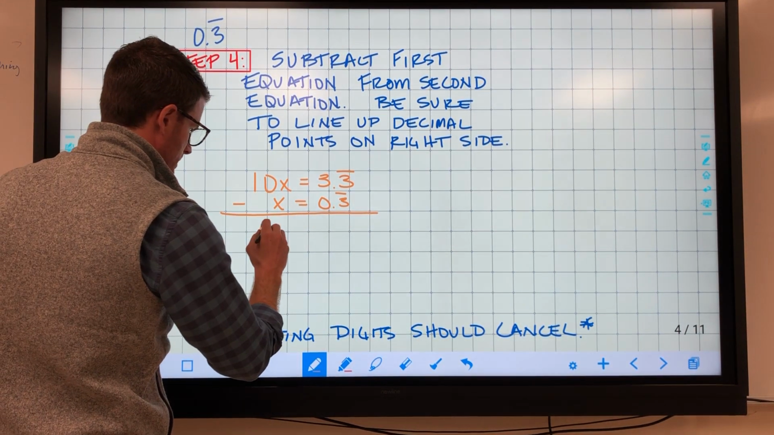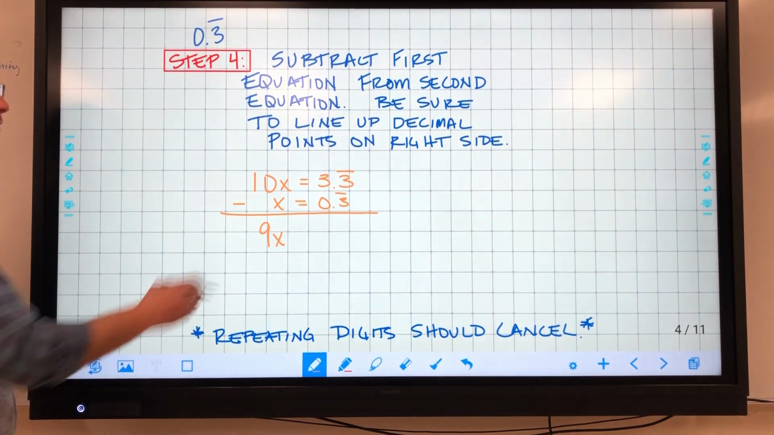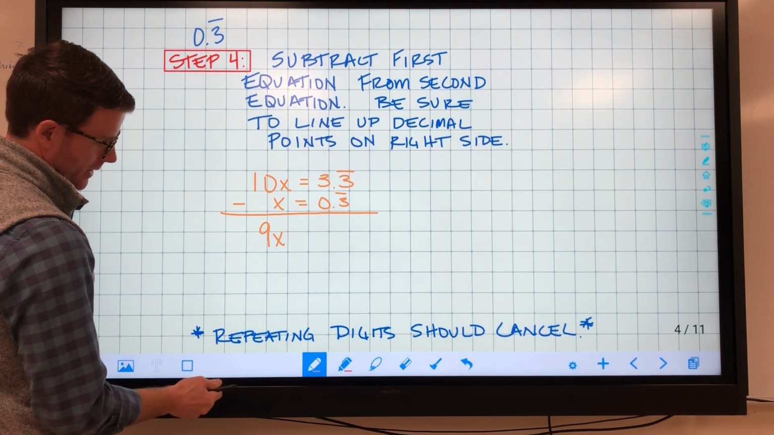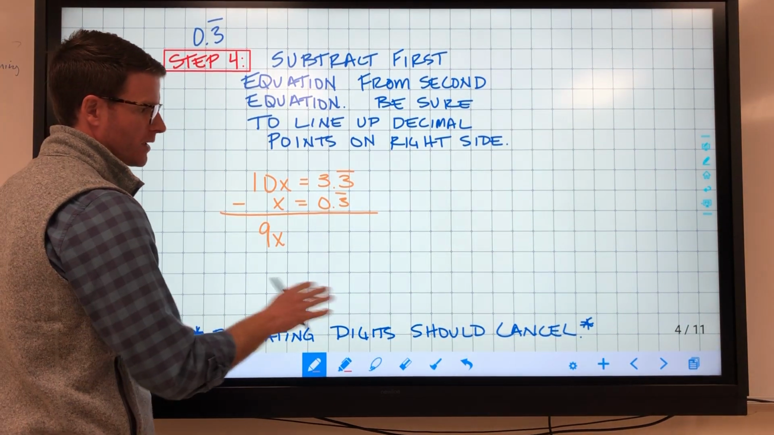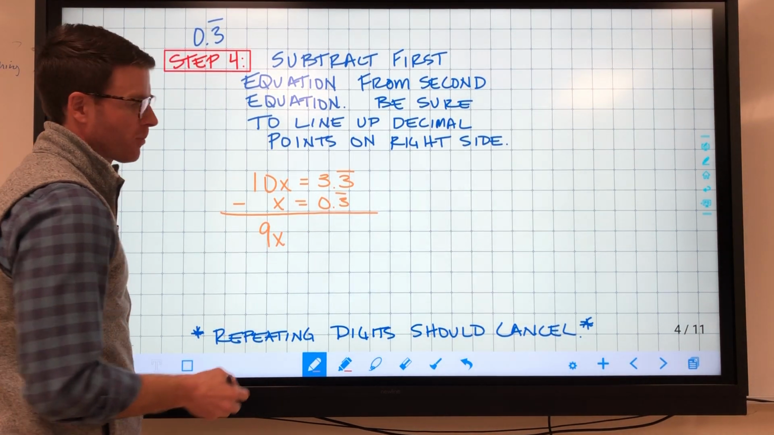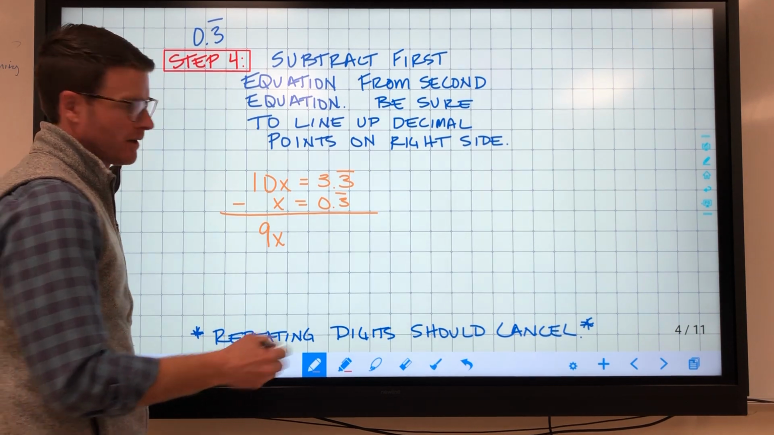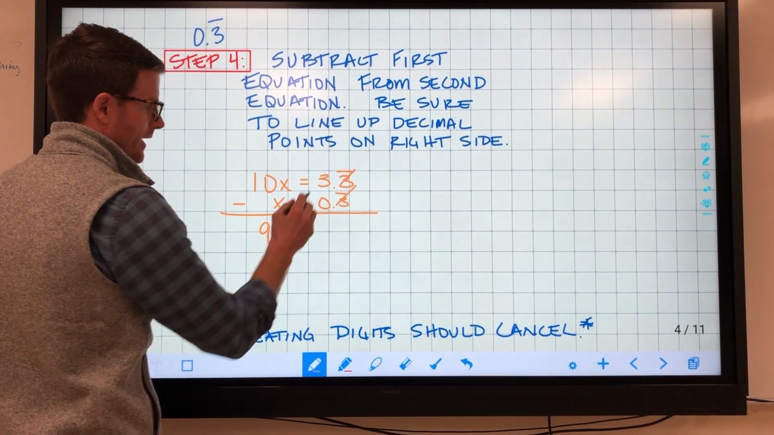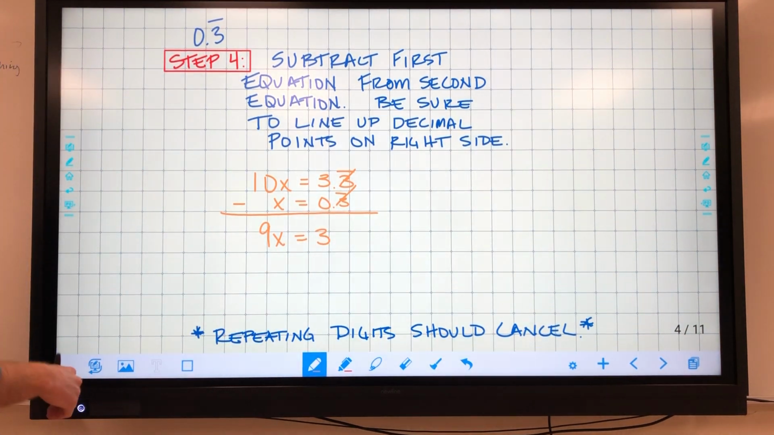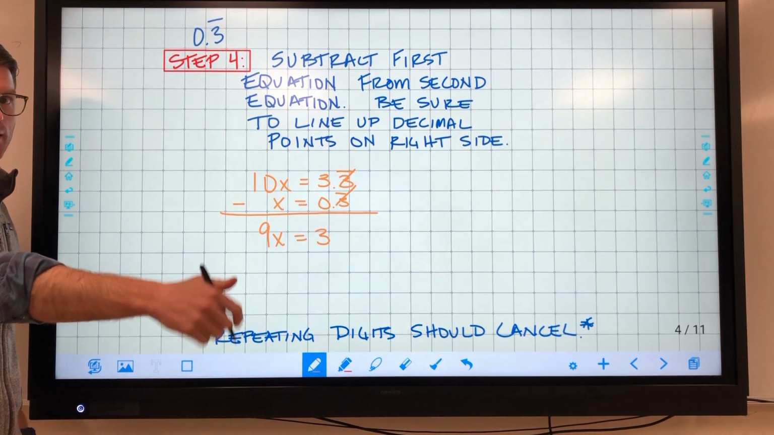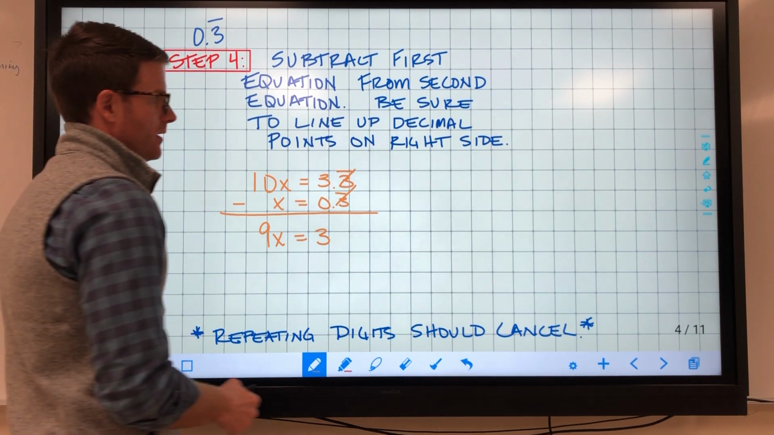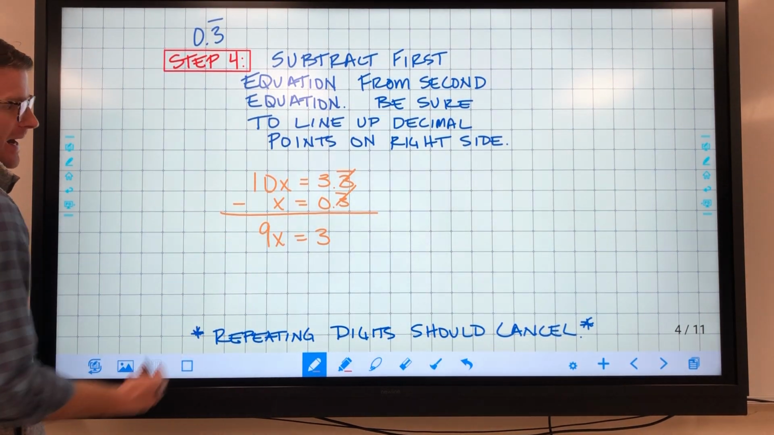10x minus x is 9x. 3.3 minus 0.3, okay? And down here I see, right, repeating digits should cancel. So the whole point of this is that when I'm done, my repeating digits should cancel out. So 0.3 repeating minus 0.3 repeating, they just drop out, right? So that's good. So I get 3 left over. 3 point anything minus point anything, the point anythings drop out, and I'm left with 3, okay? That's step 4. So I'm left with 9x equals 3.